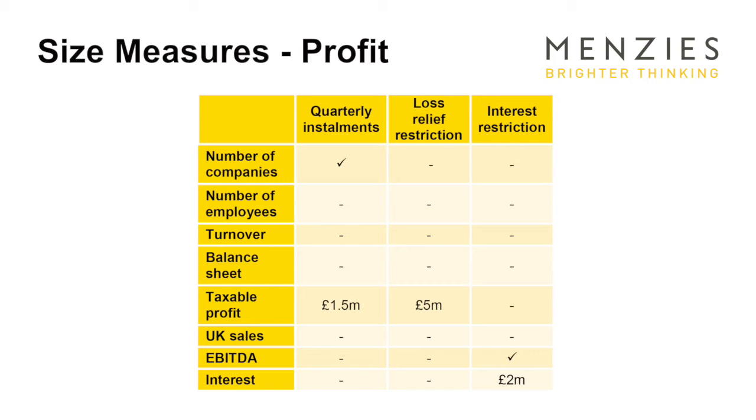The interest restriction will replace the worldwide debt cap on the 1st of April 2017. The application of this measure is based on the net level of UK interest. Where the total net interest expense of all UK companies in a group is 2 million or more, the tax deductibility of the interest will be restricted to 30% of group EBITDA. To ensure that planning can be put in place to maximise the deductibility of interest charges, it will be necessary to have accurate information on interest payable for all UK companies and on group EBITDA.